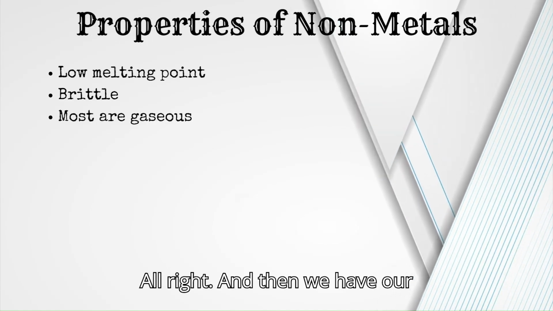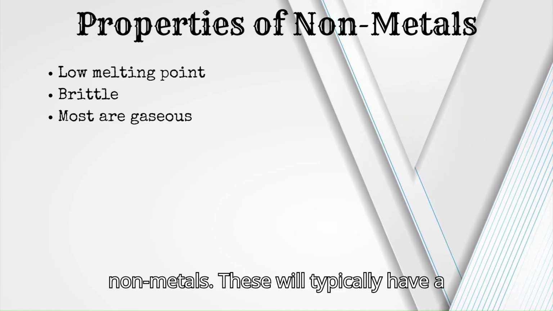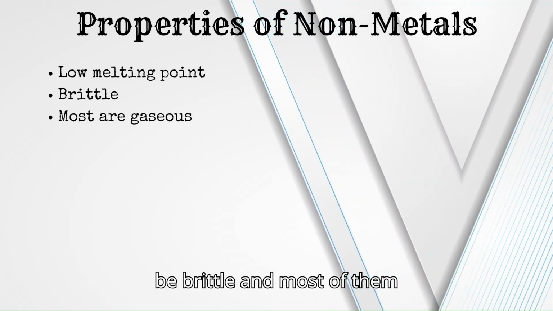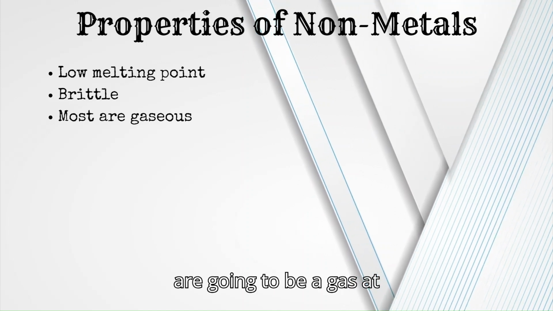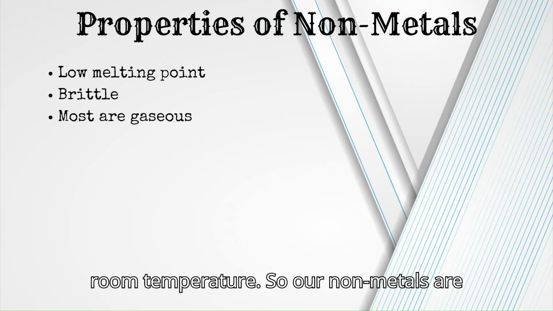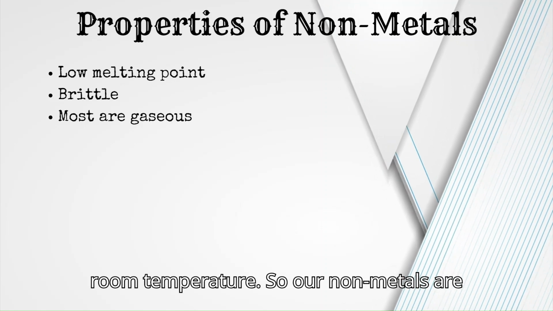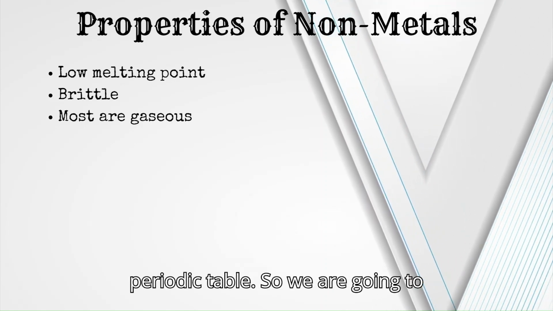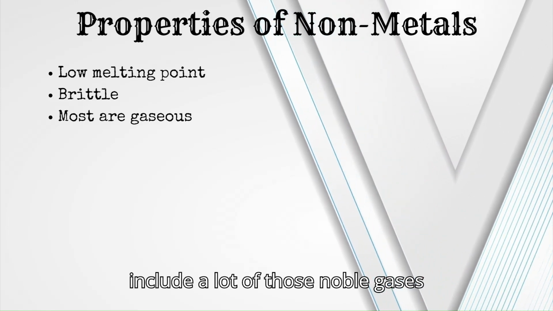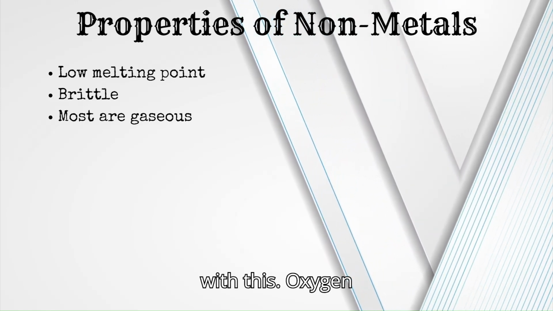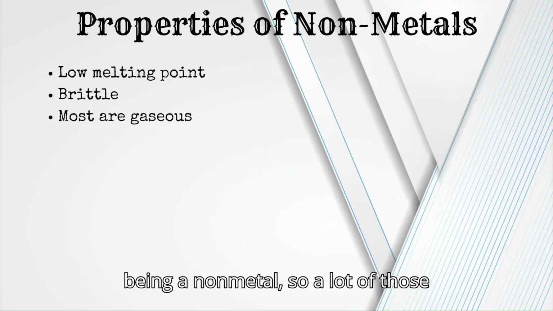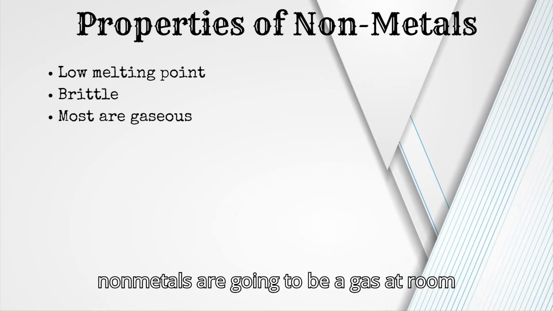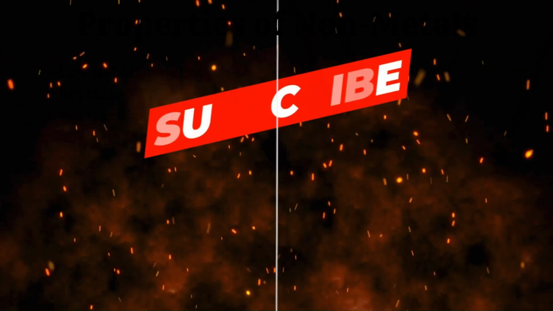All right, and then we have our nonmetals. These will typically have a low melting point. They are also brittle, and most of them are going to be a gas at room temperature. Our nonmetals are on the right side of the periodic table. So we are going to include a lot of those noble gases with this, oxygen being a nonmetal. So a lot of those nonmetals are going to be a gas at room temperature.